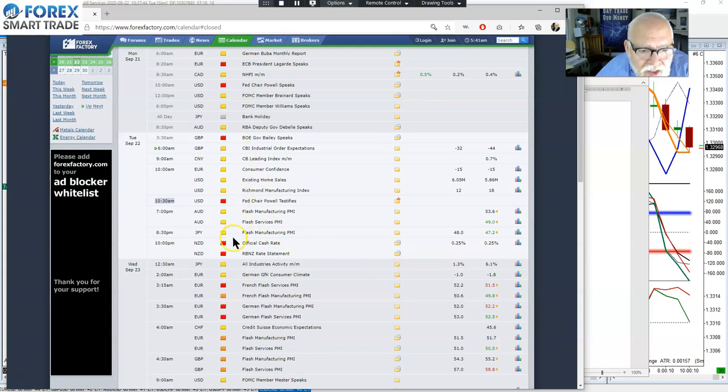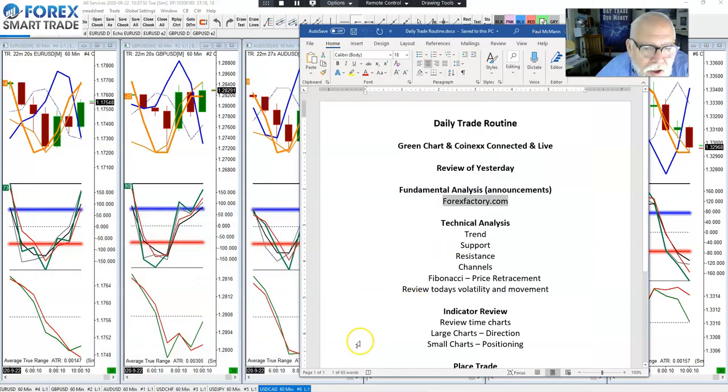And everything else is yellow until New Zealand tonight. I'll be in bed at this time, so I'm not trading the New Zealand dollar. All right, so let's go into our analysis.